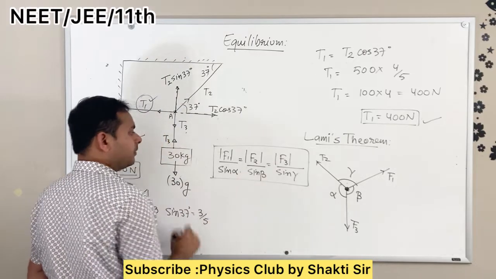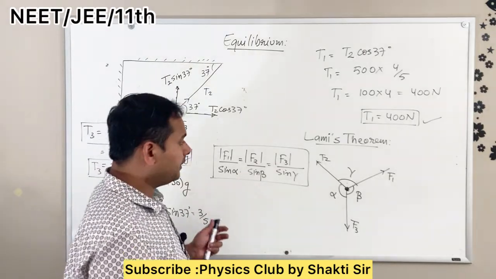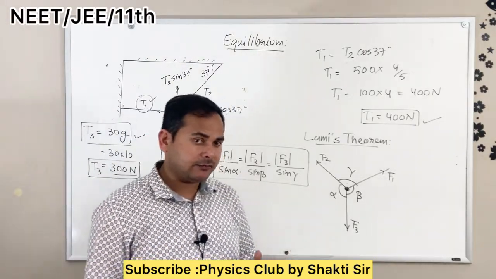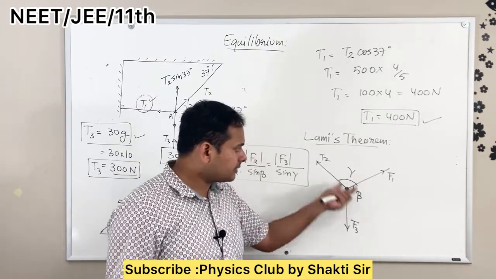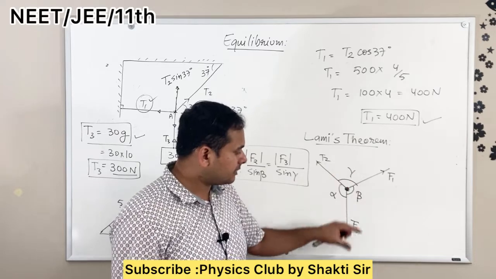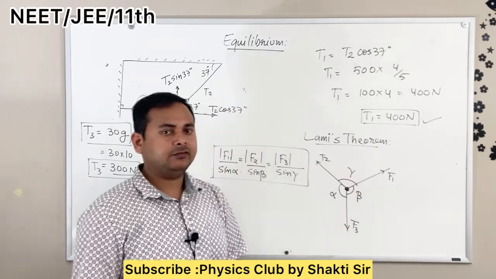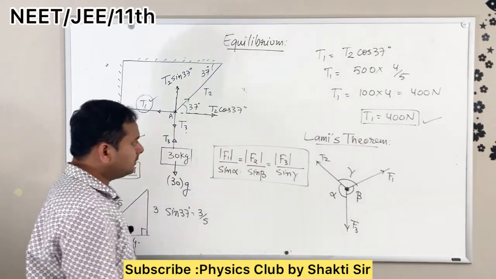Keep in mind the placement of alpha, beta and gamma. The alpha is directly opposite to F1, the beta is directly opposite to F2 and the gamma is directly opposite to F3. So this is the expression.